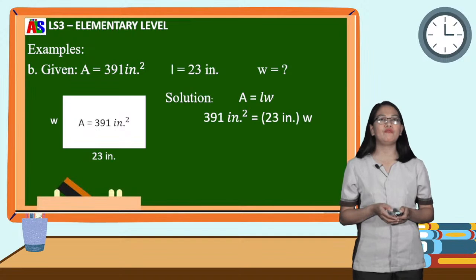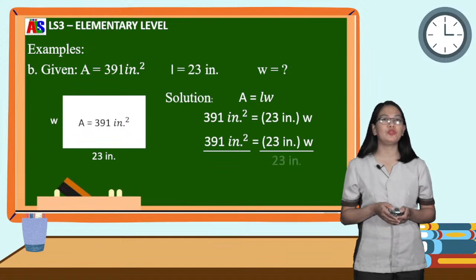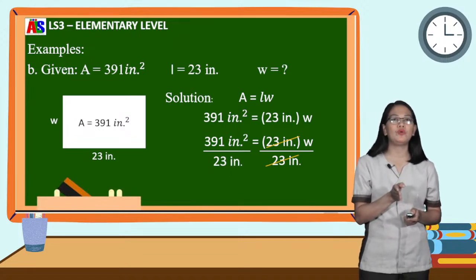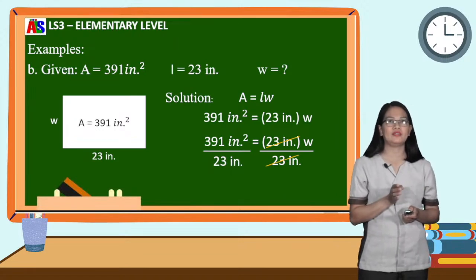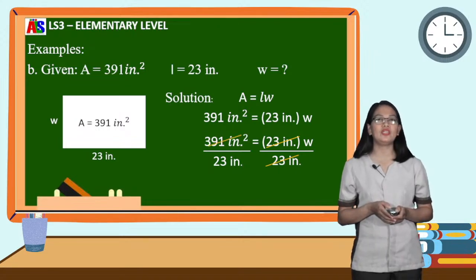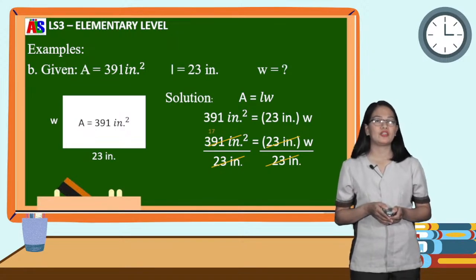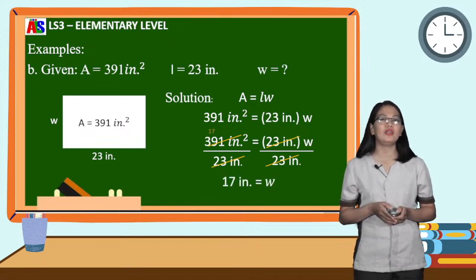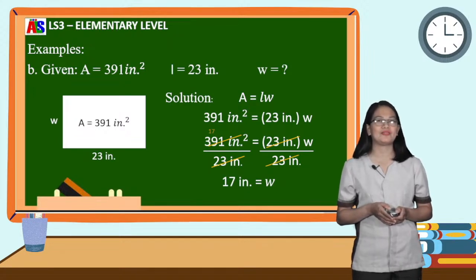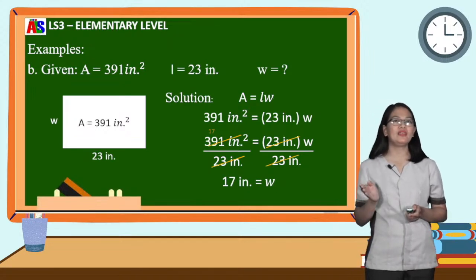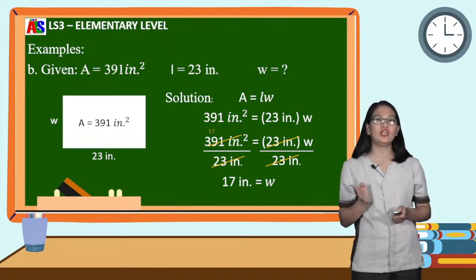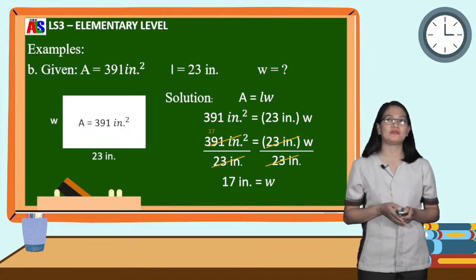Now for us to solve for the width, we will simply divide both sides by 23 inches. So dividing both sides by 23 inches, we have W on the right side. Okay? And 391 square inches divided by 23 inches, the quotient is 17. Therefore, the length of the width is 17 inches. So easy, right? Math is easy if you will just focus, if you will just concentrate.